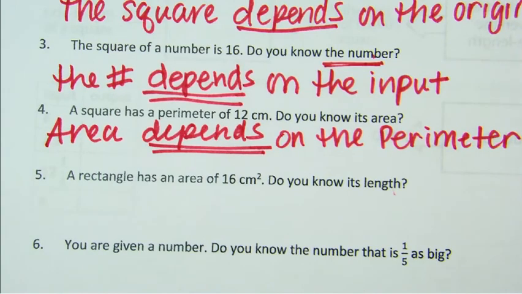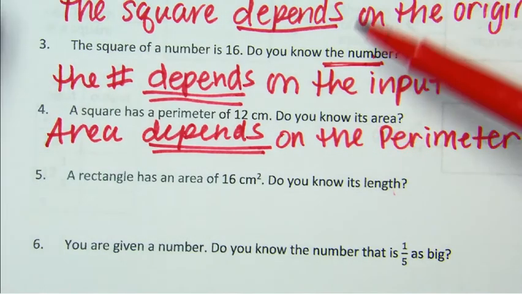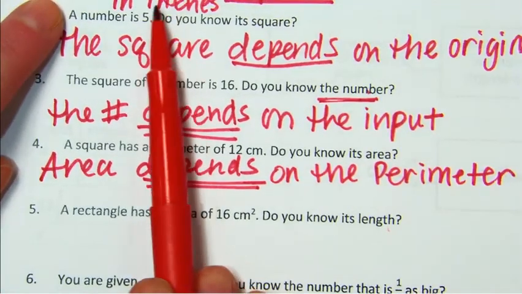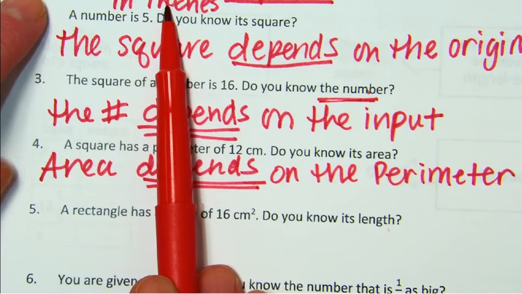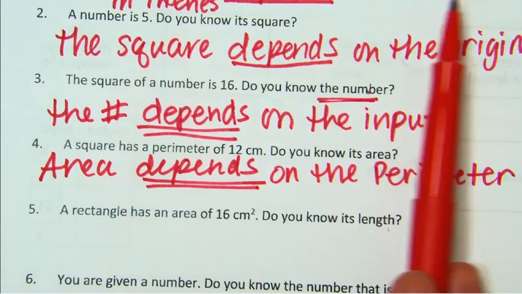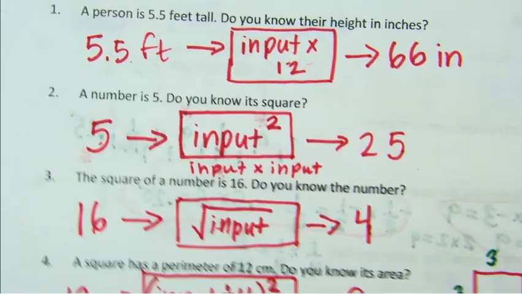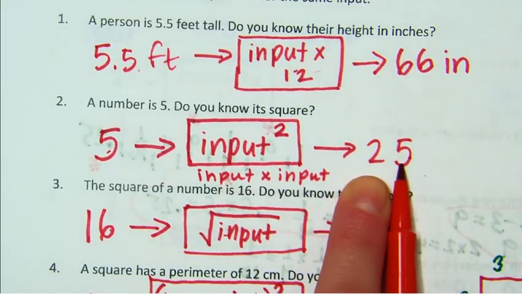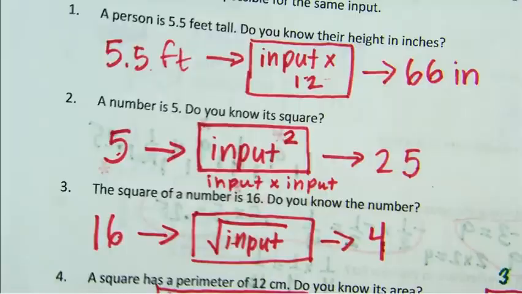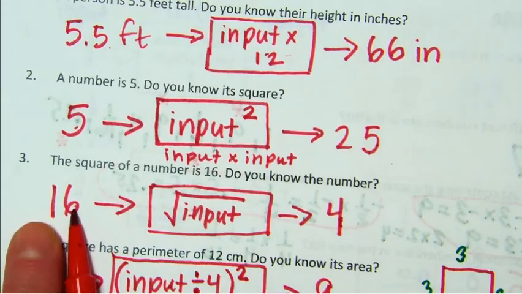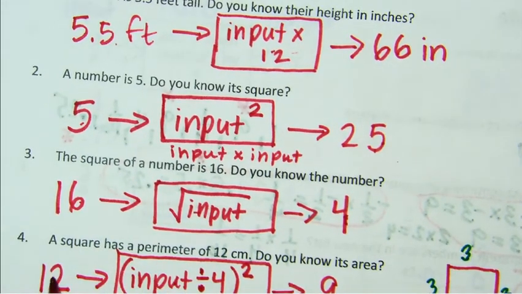Now, if we wanted to come up with a general way to look at each of these, if we think about it, for our first one, the height in inches was the answer, or the output. The feet was the input, right? On number 2, you can leave yours on the side that you're on. The output was 25, right? So the square depends on the original. The number depends on the input. The area depends on the perimeter.